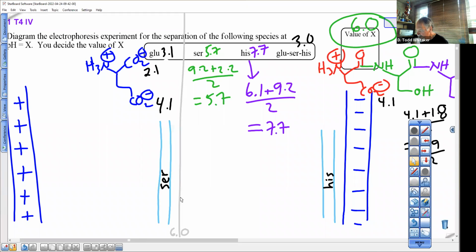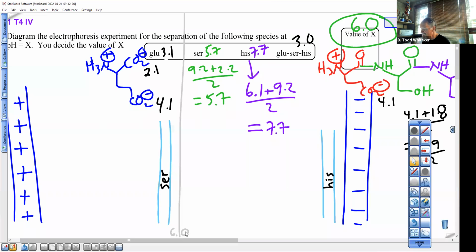Yeah, this difference was 0.3 in the other direction, where 6 was above 5.7, right? So I'm going to make it clear, I hope. The difference of 0.3 between 6 and 5.7 moved this a little bit to the left because 6 is basic compared to 5.7. Serine lost some of its protons and became minus, which attracted it towards the plus electrode.